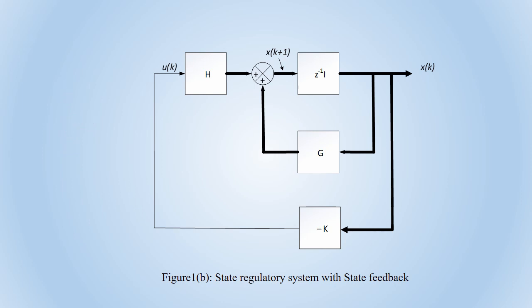Okay, let us proceed further. So for the state regulatory system, we are considering that R of t is equal to 0, and this U of t, that is the input to the system, is nothing but minus k times x of k, where k we call the state feedback control matrix. Okay, and this is our system as we have discussed earlier. So this is nothing but the state regulatory system with state feedback.